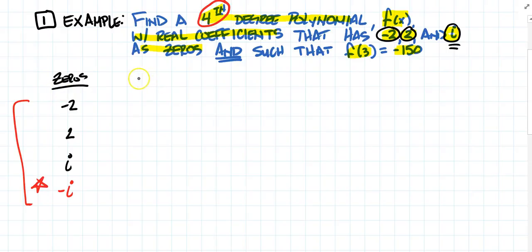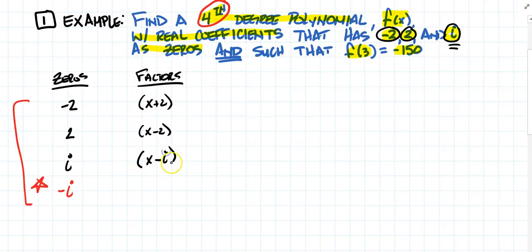From the zeros, I'm going to move over into the next column and make the factors. So if -2 is a zero, then it must be true that x plus 2 is a factor. If 2 is a zero, it must be true that x minus 2 is a factor. If i is a zero, it must be true that x minus i is a factor. And if -i is a zero, it must be true that x plus i is a factor. So in this column, I list all of my zeros. In this column, I list all of my factors. And then from here, I make the polynomial.